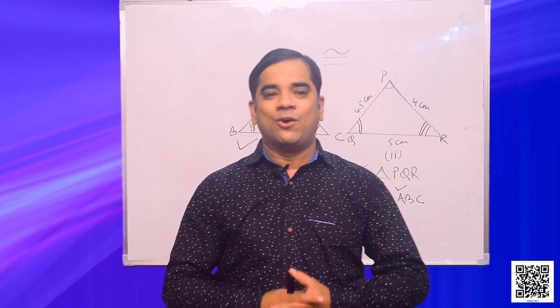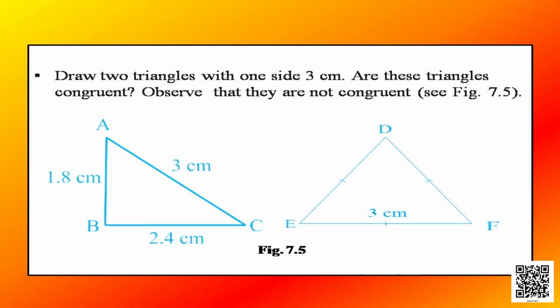Note that in congruent triangles, corresponding parts are equal and we write in short CPCT for corresponding parts of congruent triangles. Okay. Students, as given in your book, draw two triangles with one side 3 cm. Are these triangles congruent? Observe that they are not congruent. Let us check it out.